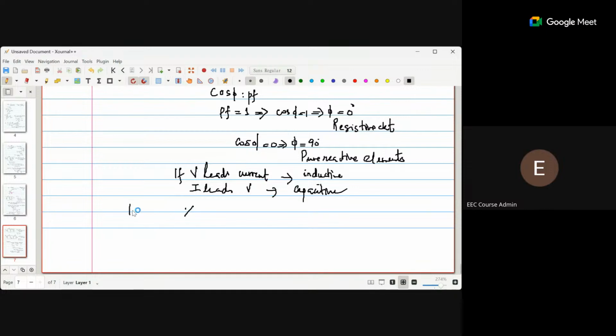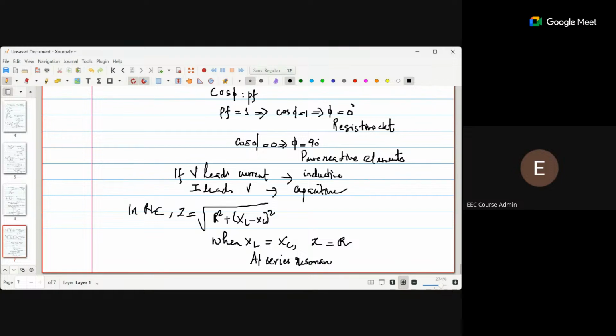You have in an RLC circuit, the impedance Z will be square root of R square plus XL minus XC the whole square. And when XL is equal to XC, that means the inductive reactance is equal to the capacitive reactance, this term becomes 0, so the impedance will be simply R. So at series resonance, the series RLC circuit will behave like a pure resistive circuit.